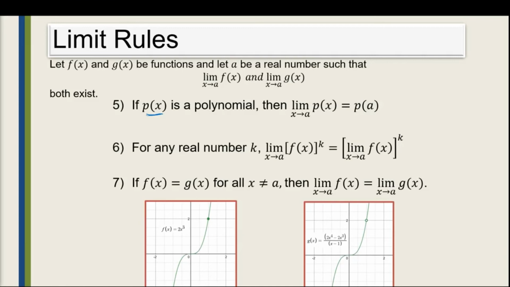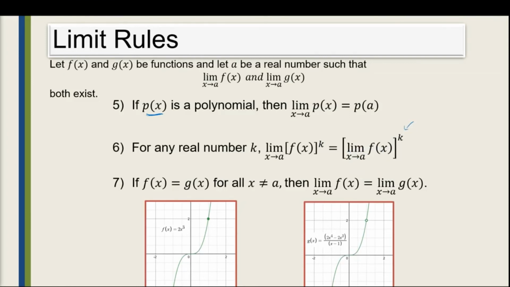So we can evaluate the limits of polynomial functions by direct substitution. And if you think about it, polynomials are nice and smooth and continuous. They don't have any holes or breaks or jumps or anything weird going on. Then number 6 says if we have any real number k, then the limit as x approaches a of a function being raised to a power is the same thing as taking the limit as x approaches a of that function and then raising that to the power.